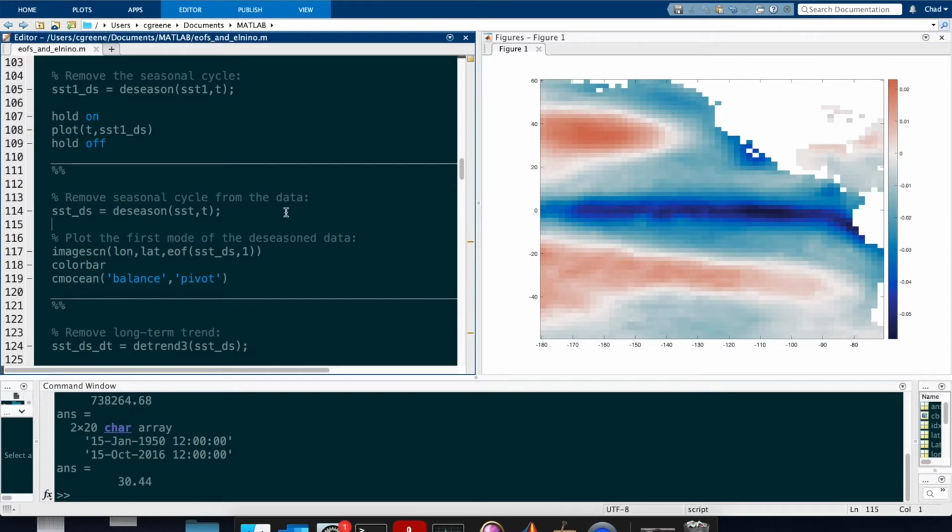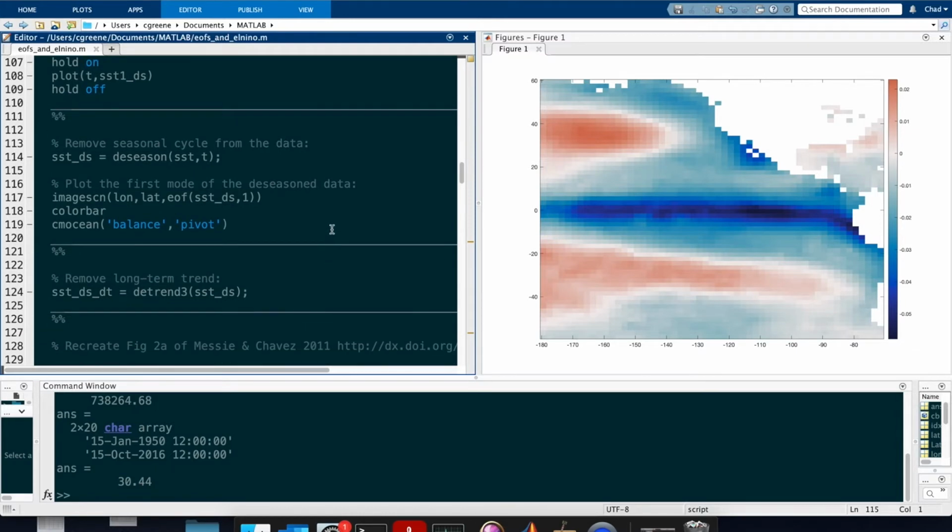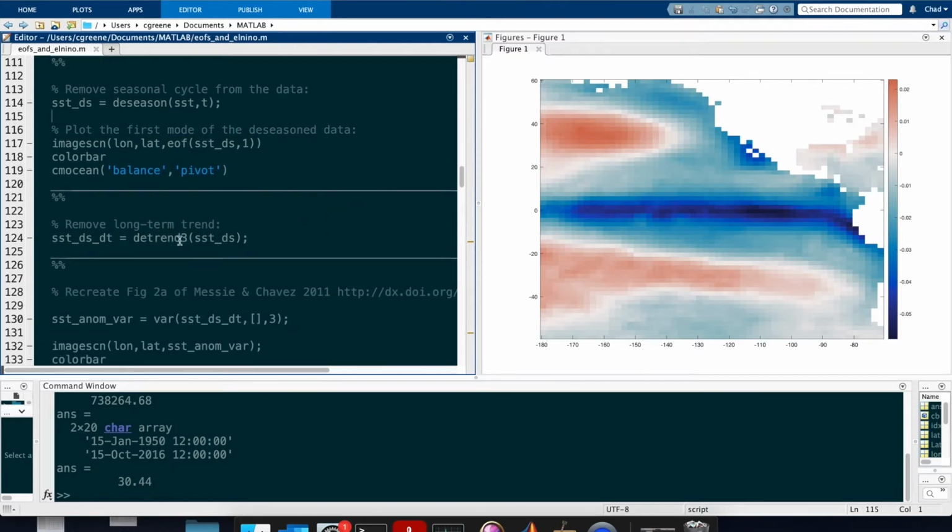But we should go one step further. Even though we've removed the seasonal cycle, there is still a long-term trend in there. So really we want to use the detrend3 function to detrend along the third dimension of the data cube. And then we'll end up with this variable, let's call it sea surface temperatures deseasoned and detrended.